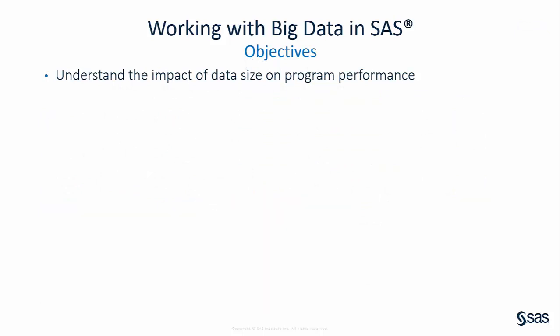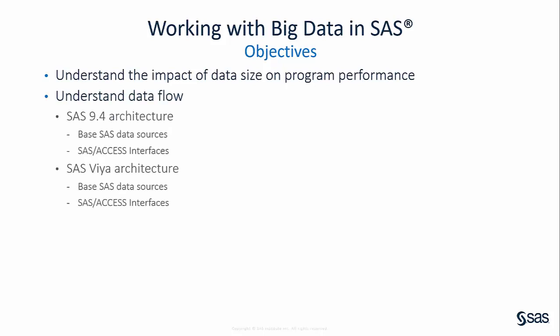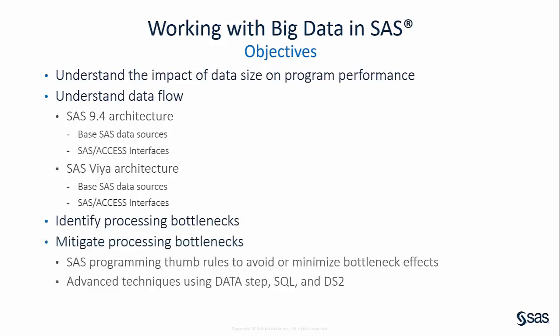My name is Mark Jordan, and I'll be your tour guide through the next few minutes as we discuss working with data and the impact of data size on program performance. In order to better understand how this works, we need to understand how the data flows through SAS in both the traditional SAS 9.4 architecture and in the new SAS Viya architecture. We'll also look at identifying bottlenecks in the processing, and we'll identify some rules of thumb in order to mitigate those bottlenecks.